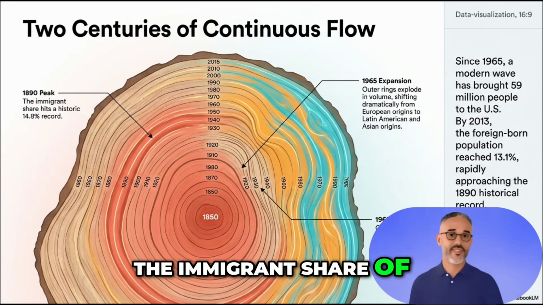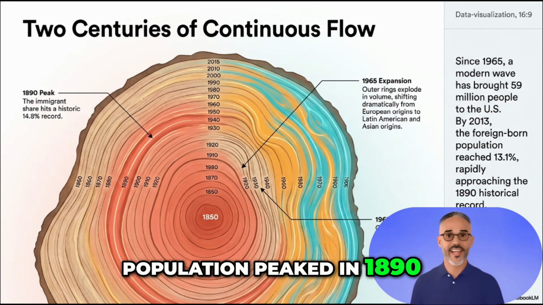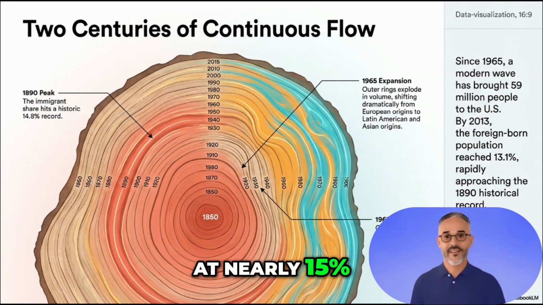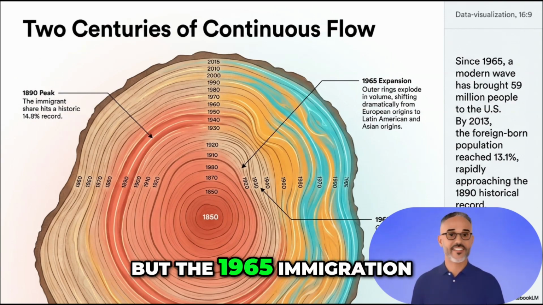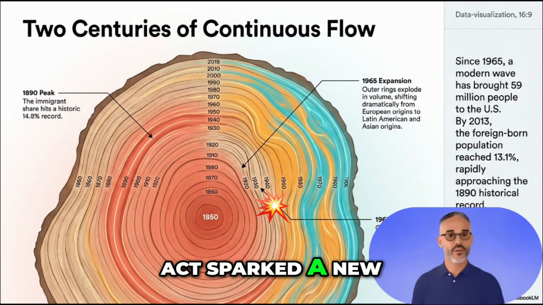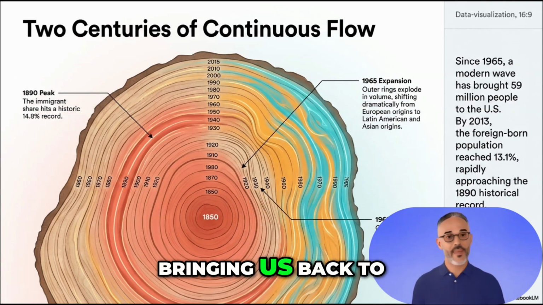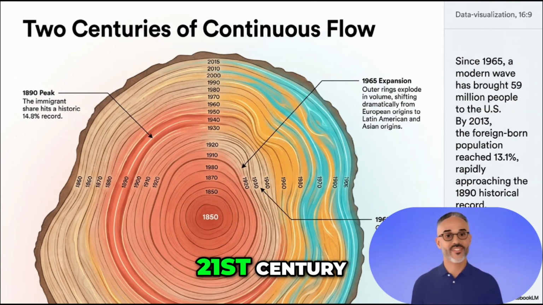The immigrant share of the U.S. population peaked in 1890 at nearly 15%, then declined sharply through the mid-20th century. But the 1965 Immigration Act sparked a new expansion wave, bringing us back to historic highs by the 21st century.